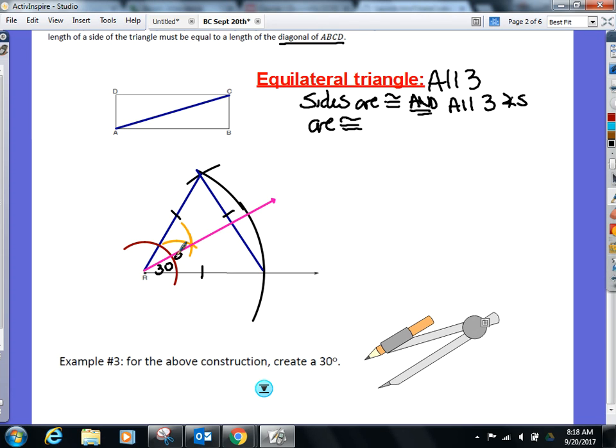Okay, put your compass point here or here. Make an arc out in front of this one that you just made. Then go to the other point of intersection. Make the two intersect. Draw your line segment. Draw your ray through there now. You made a 30-degree angle.